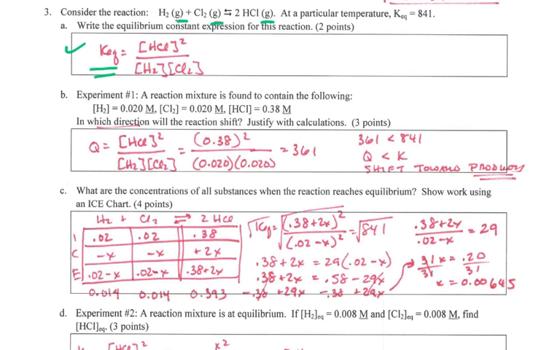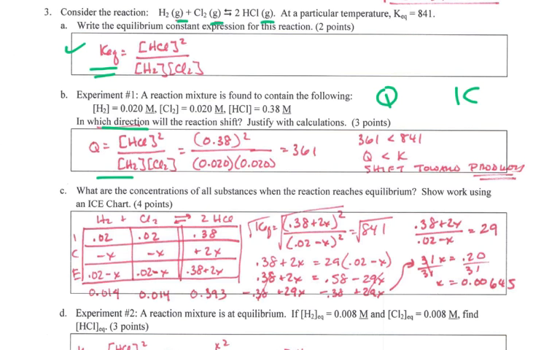For the next one, experiment 1, a reaction mixture is found to contain certain amounts. In which direction will the reaction shift? If we're saying which direction it's going to shift, that means we have to calculate a Q and compare it with our K. So if Q is less than K, it shifts to the right. If Q is greater than K, it's going to shift to the left.